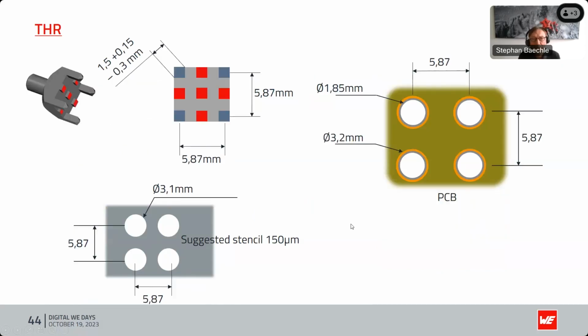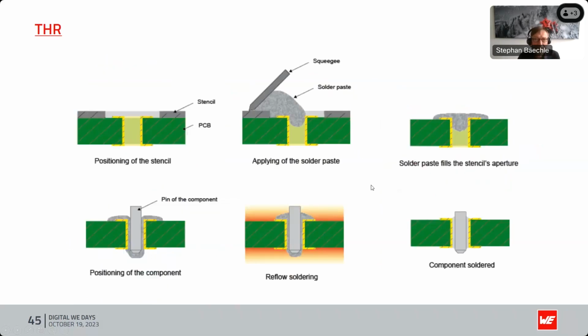When you use the THR component, we also offer our stencil suggestion. This is important for you because you need a little bigger holes on the stencil, as you can see here, 3.1 millimeters. Then the hole itself has 1.8 millimeters because of the material which has to be squeegeed into the via before the component is placed.